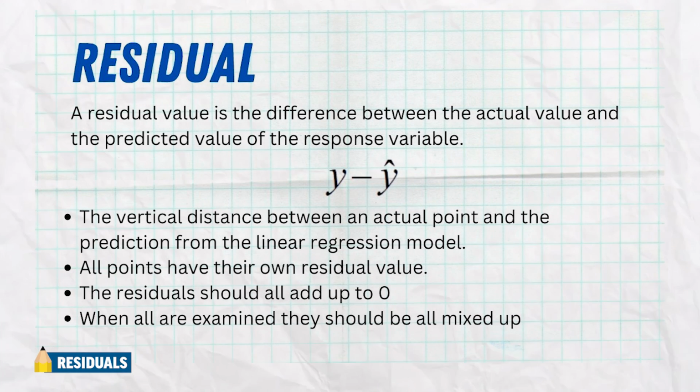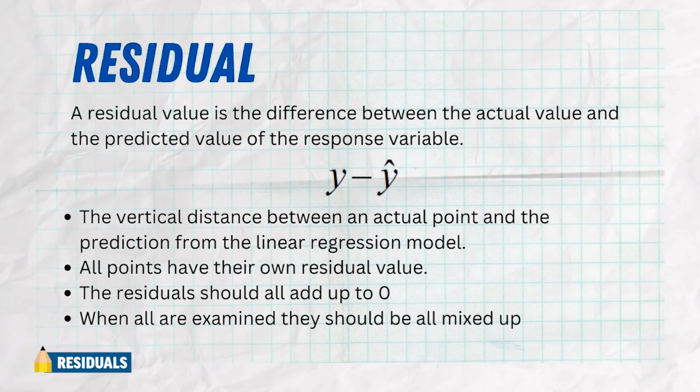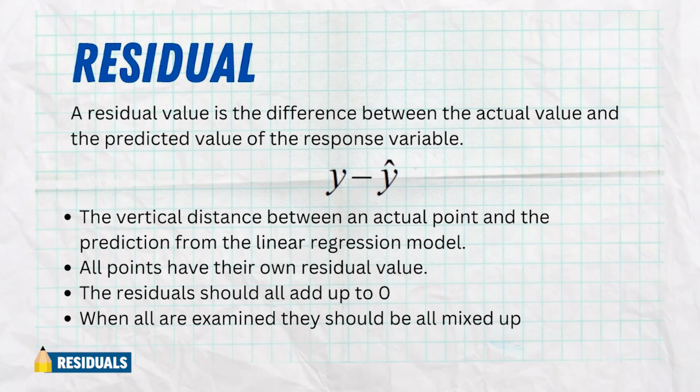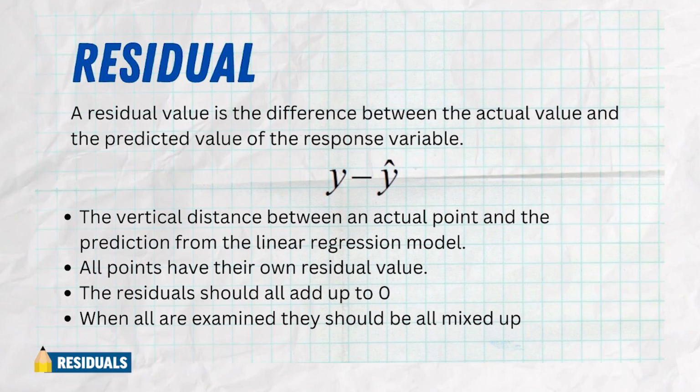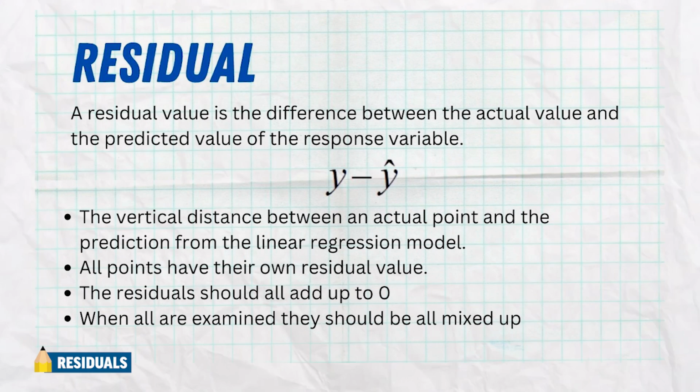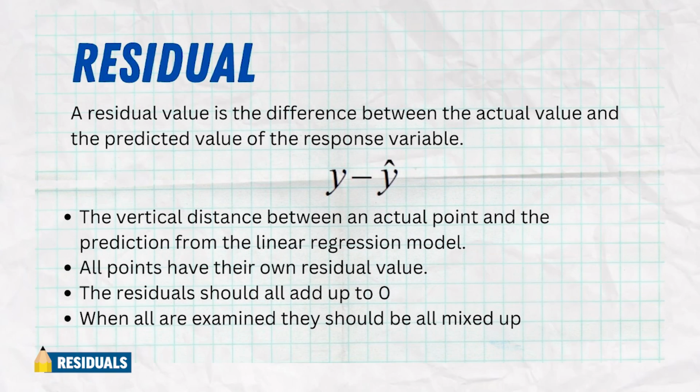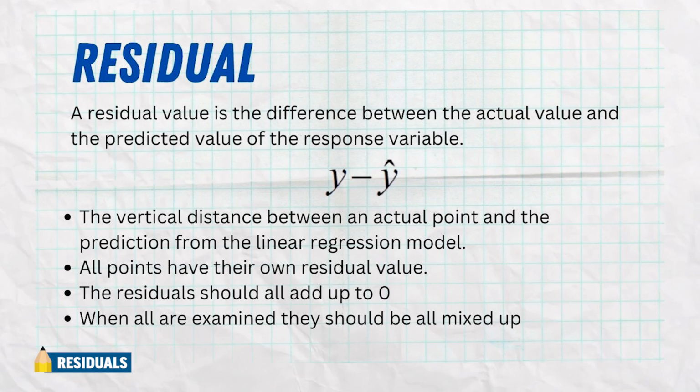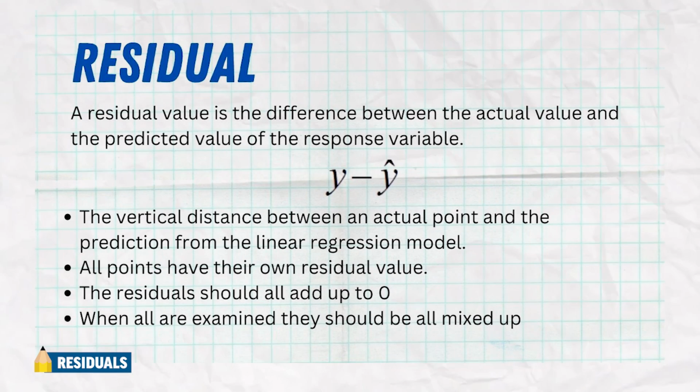see in a scatterplot. Now, all points have their own residual values. Some are positive if they're above the line, some are negative if they're below the line. But if we add up all of the residuals, they should add up to 0. When all are examined, they should be mixed up.